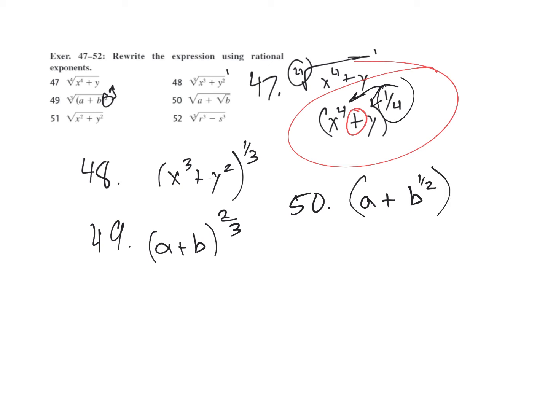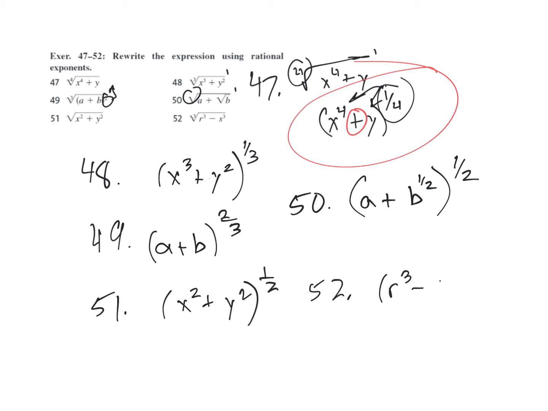Alright, so that's the group under the radical. There's a 1 for an exponent, and since you don't see a number for the root, that means it's a 2, so it's to the 1/2. Again, you can't distribute these exponents because of the plus or minus sign that's inside. Alright, 51, the group is x squared plus y squared. And again, what is the exponent on the group? A 1, and the root is a 2. And 52. The group is r cubed minus s cubed.